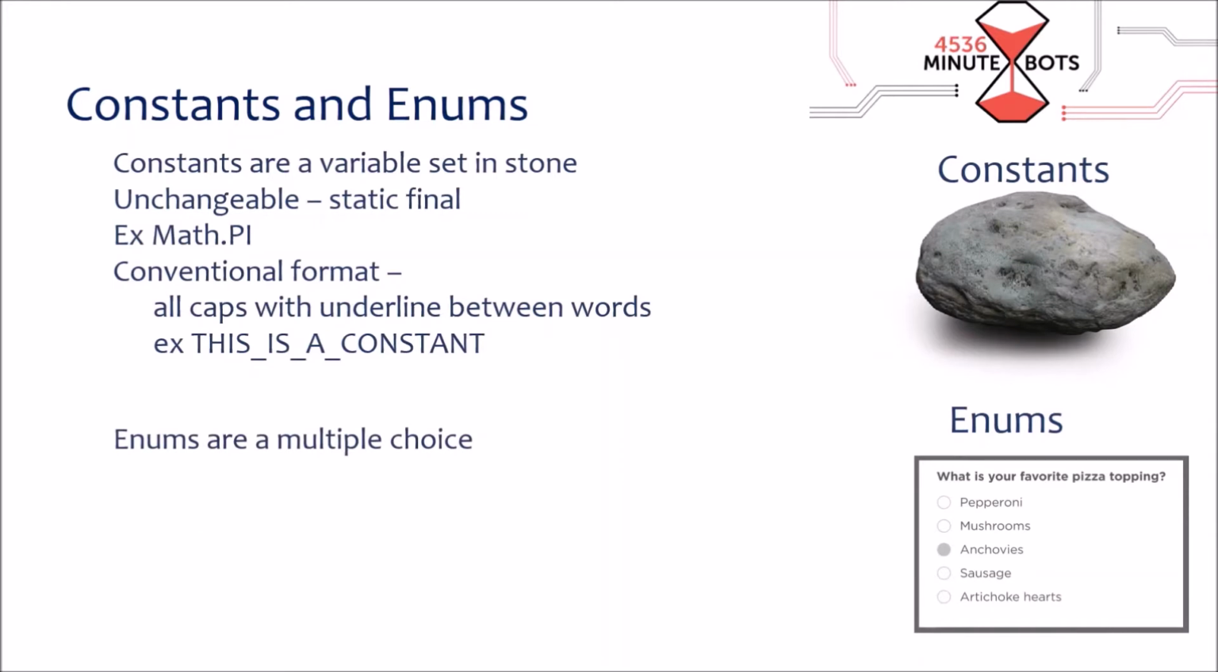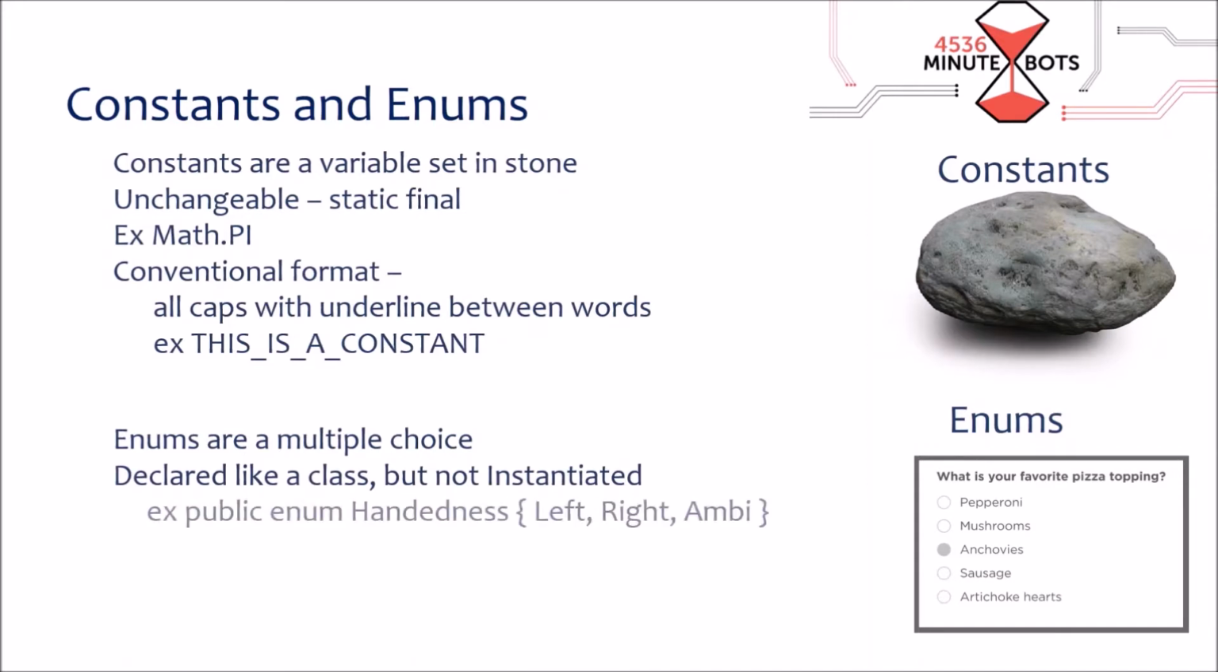Enums are a multiple choice. They're declared like a class but not instantiated. And by this I mean, here's my example. Public enum Handedness: LEFT, RIGHT, and AMBI are your three choices. I'm not going to create a new Handedness. Handedness itself is actually a static class, which means that I can access it anywhere.